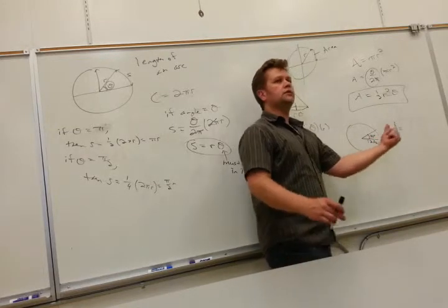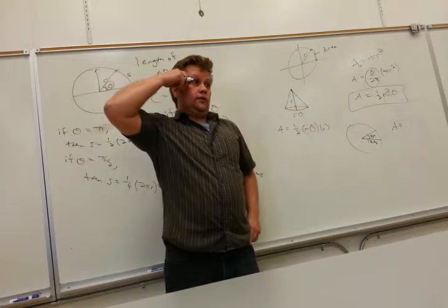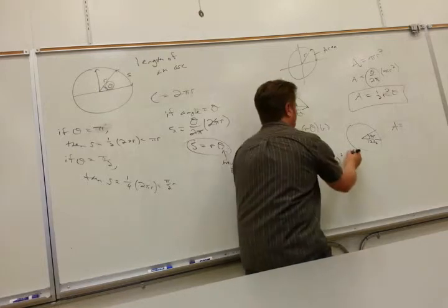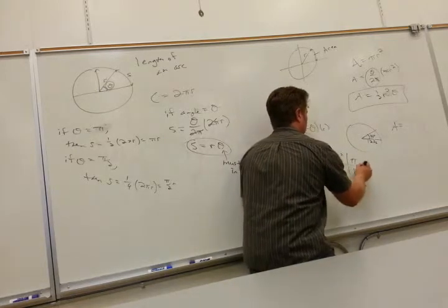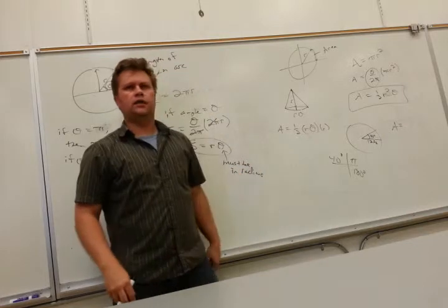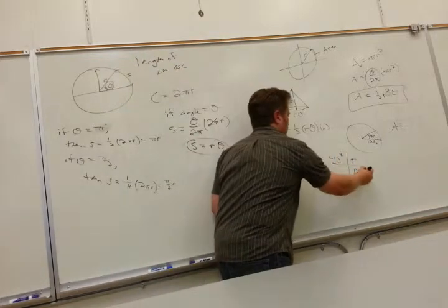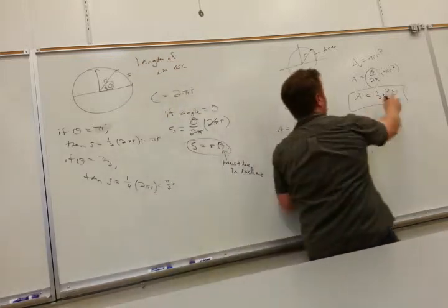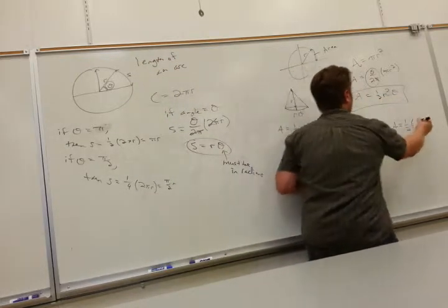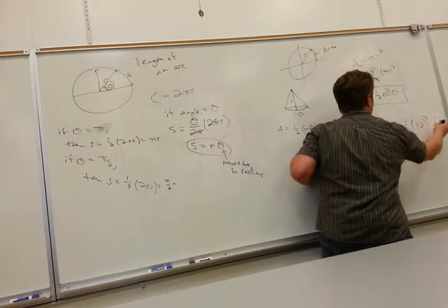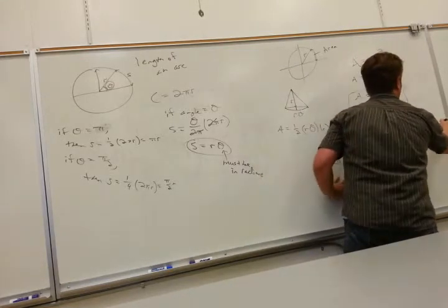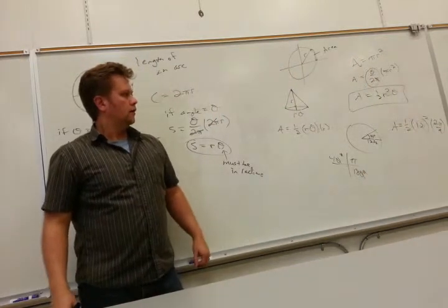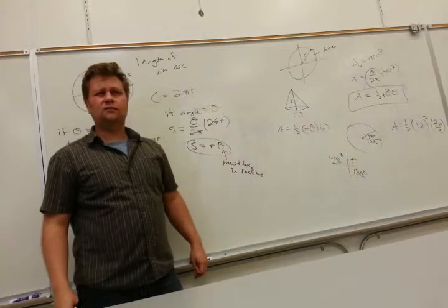How do you change 40 degrees into radians? Sounds like a really bad joke. That's right. 40 degrees times pi divided by 180 degrees. So the degrees cancel, and you get 2/9 pi. So area would be 1/2, radius is 12 feet, squared, times 2 pi over 9. It's 16 pi, I think it is.